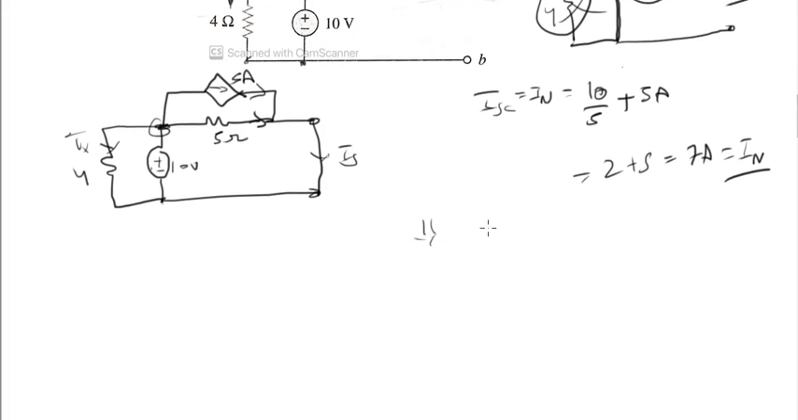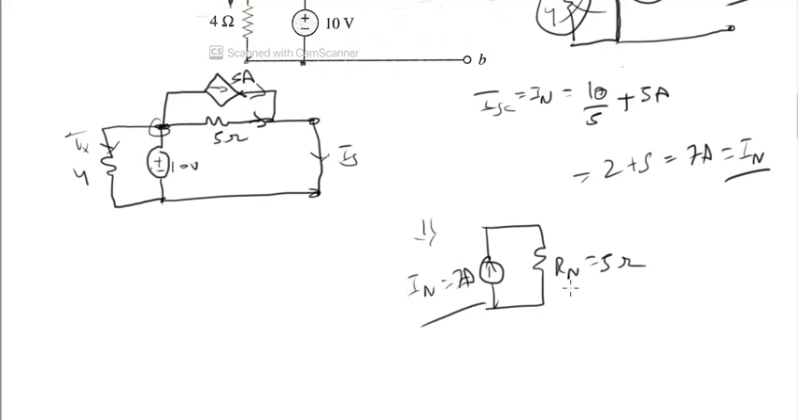Now we have to make an equivalent circuit. Then IN is connected in parallel with the Norton resistance. Rn is equal to 5 ohm and IN is equal to 7 ampere. This is how we can convert a linear two-terminal circuit into a Norton equivalent circuit. I hope your concept will be cleared from these two questions based upon Norton's theorem.